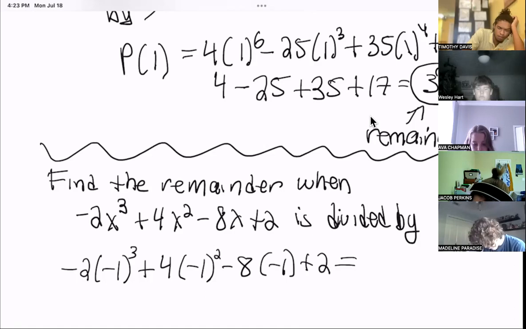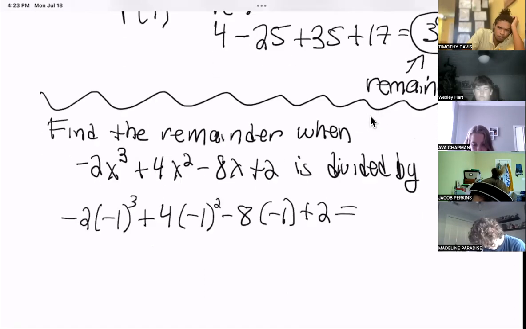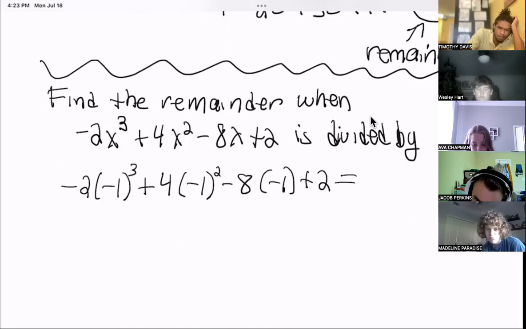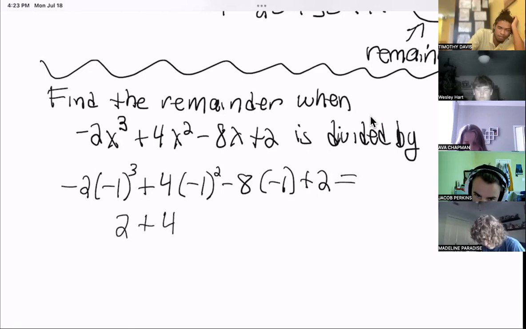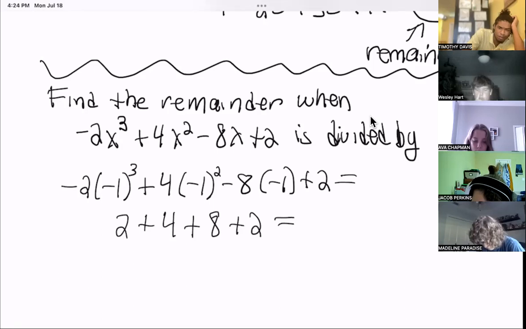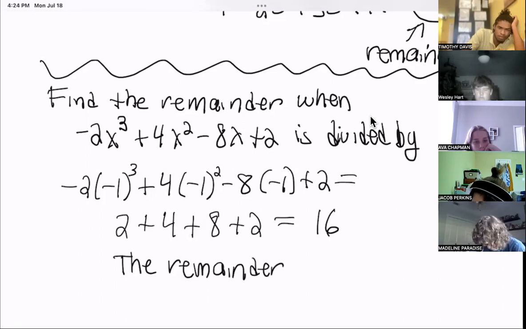Now we can simplify. -1 to the third power. Don't forget order of operations too. You can't multiply -2 times -1. Remember, we got to do this first, right? -1 to the third power is -1 times -2, which is 2, plus -1 squared is 1, times 4 is 4. -8 times -1 is +8, and then plus 2. And we'll have 6 and 8 is 14, 15, 16 is my remainder. So I say the remainder is 16.